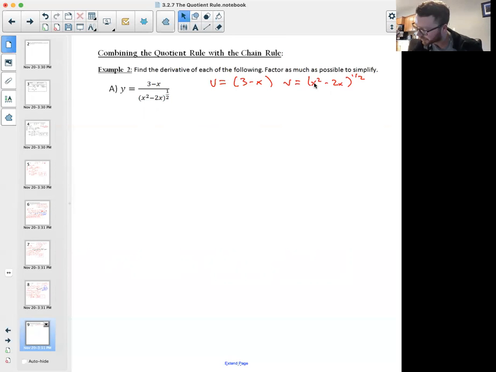Okay, so take the derivative of both of these. So u prime is going to equal -1. And v prime is going to equal 1 over 2 bracket x squared minus 2x, 1 over 2 subtract 1 will be -1 over 2. And then we're going to multiply that by the derivative of what is inside the bracket. So that's going to be 2x minus 2.